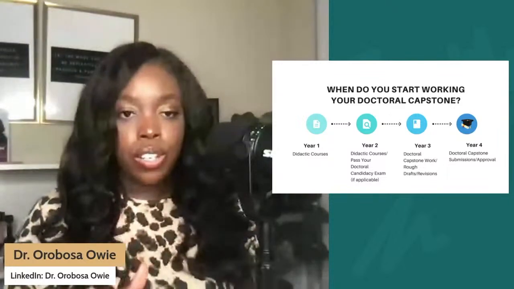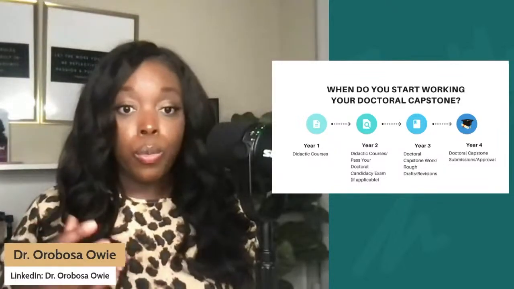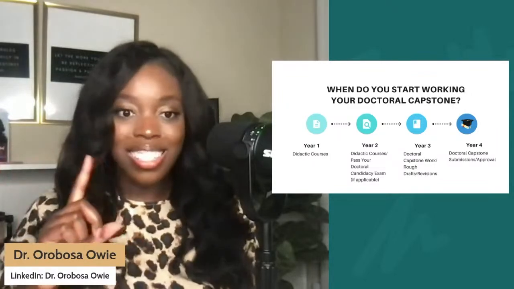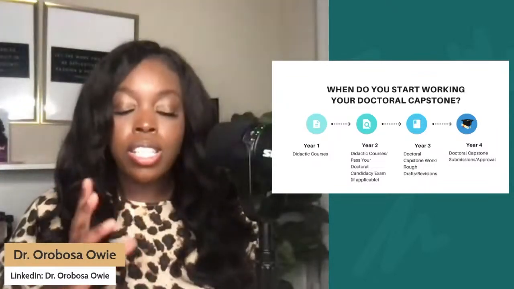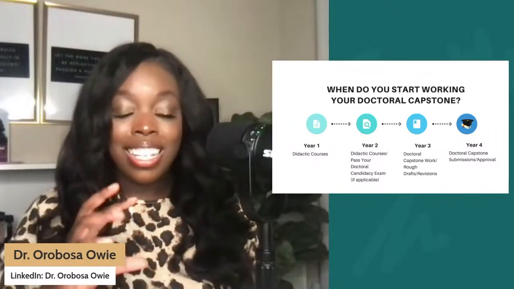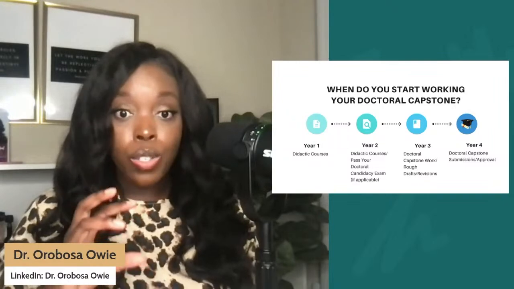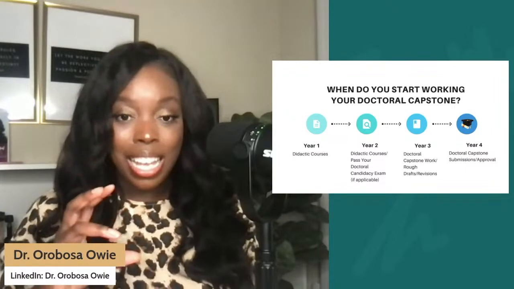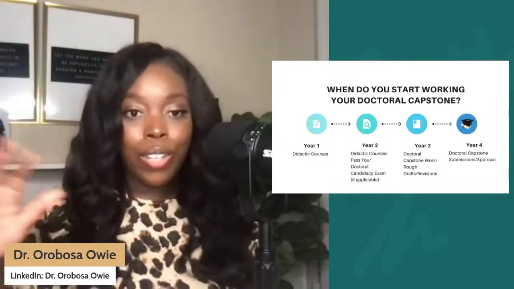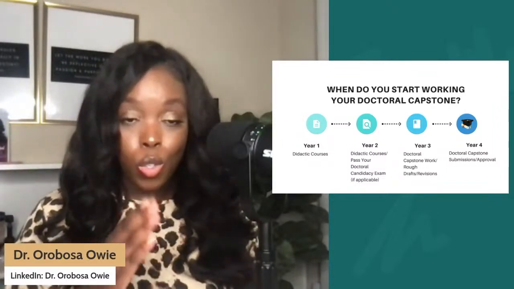So the first 2 years of your doctoral program, you're working on didactic courses here in the US. Other countries, their doctoral process looks a little different. But here in the US, on average, you do about 2 years of didactic coursework. Some degree programs require you to do a doctoral candidacy exam and pass that exam before you can be promoted into doctoral candidate. So when you first start, you're a doctoral student.